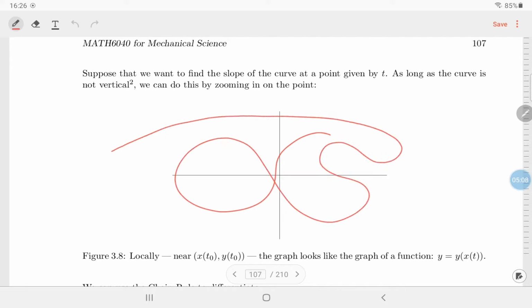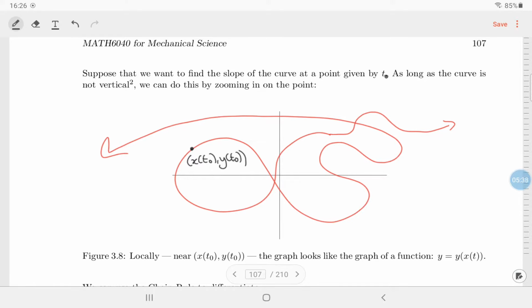Suppose it does something like that and it goes off. Suppose it starts here, suppose it's negative time, it goes off here that way. Okay. So what you do is we're going to look at a point t0, and let's just say it's this point here. So this is x of t0, y of t0.